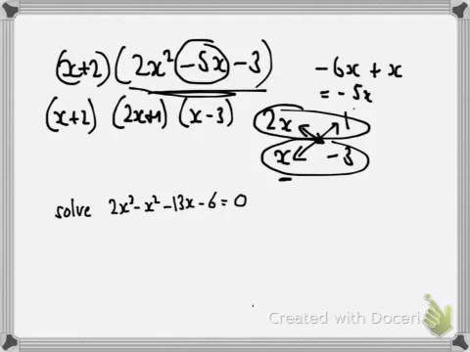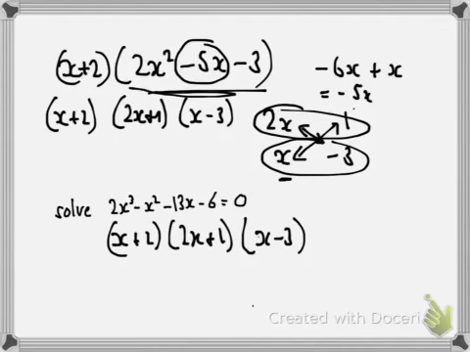There it is. We've now factorised it. So it's x plus 2, 2x plus 1, x minus 3 equals 0. Solutions to that are the opposite signs. x equals -2, -1/2, and 3. And that's the three solutions.